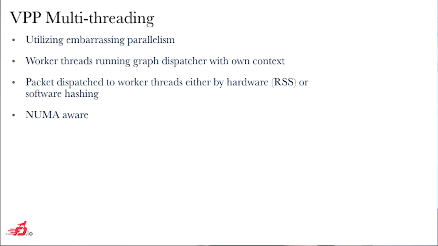And finally, multithreading. I will have another session about multithreading, so very quickly, I will cover it here. VPP is using something which is called embarrassing parallelism. We tried running different workloads on different cores and so on, but the conclusion was that you can make this work for a specific case, but when you have generic workloads, or workloads which are changing like in real life, it's really hard to maintain such a system because the slowest component in the path is actually your limitation.